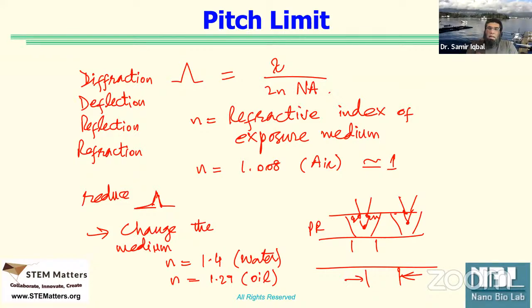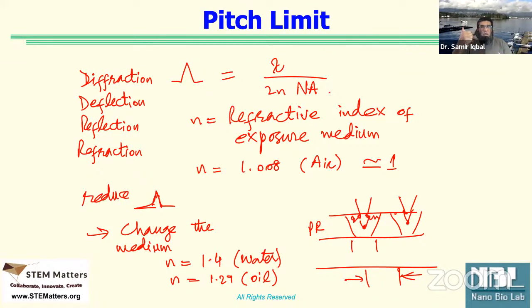Small n is a factor of the system. Capital NA, the numerical aperture, is a function of the system. The lambda is the wavelength. So if I make lambda small, I can cram many more devices on the same square area than I could with the bigger wavelength.